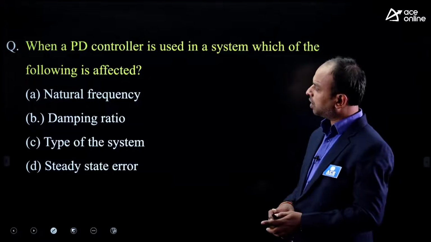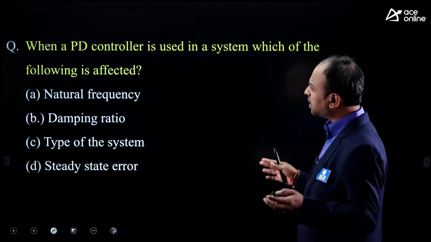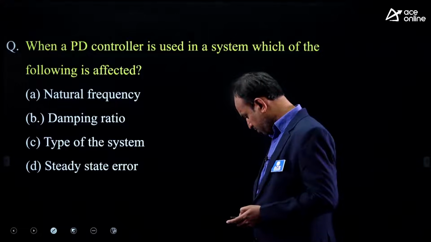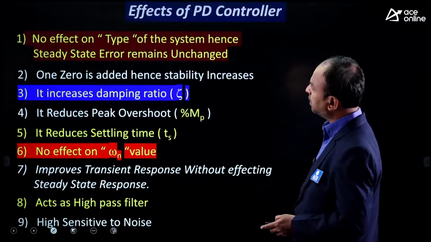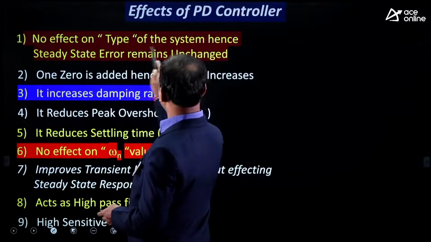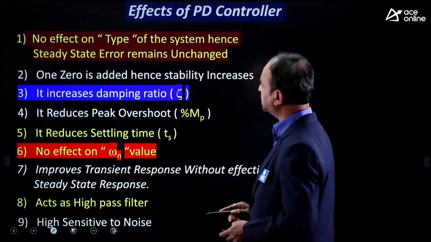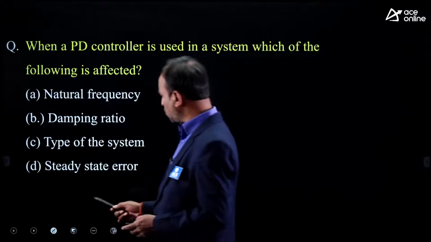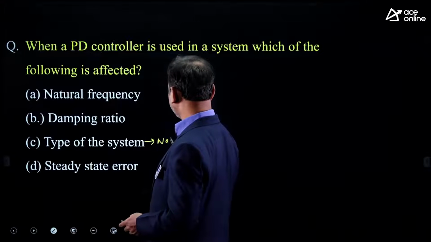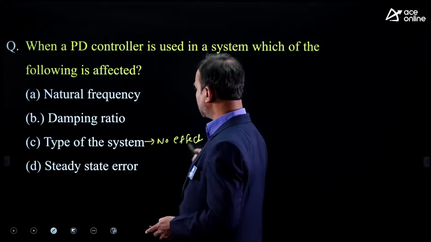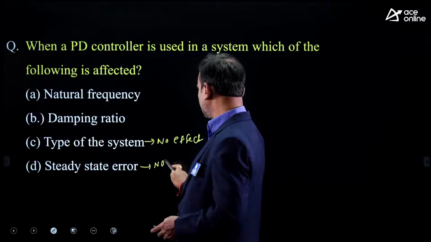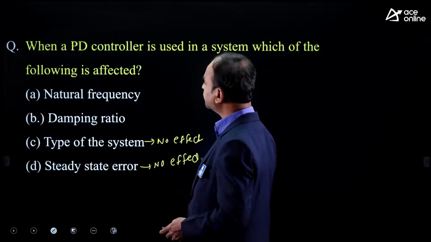Now, the PD controller. All the points related to the PD controller I am providing here nicely. If you use a PD controller, there is no effect on the type of the system, and the steady state remains unchanged. First point: the type has no change. Hence the steady state error is also unchanged. If you use a PD controller, no effect.